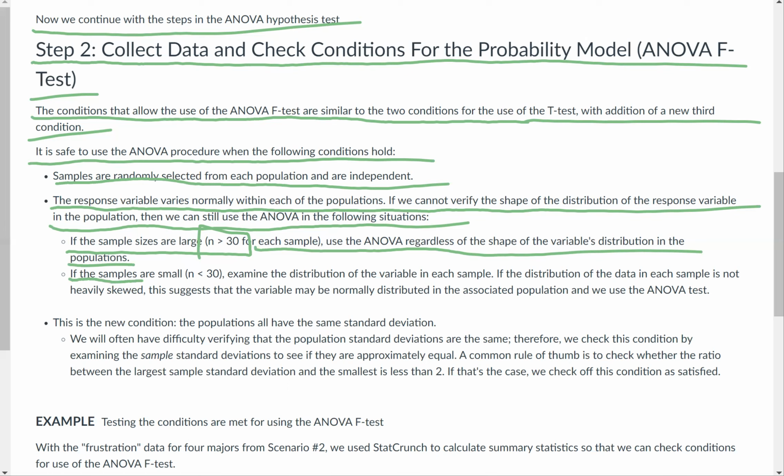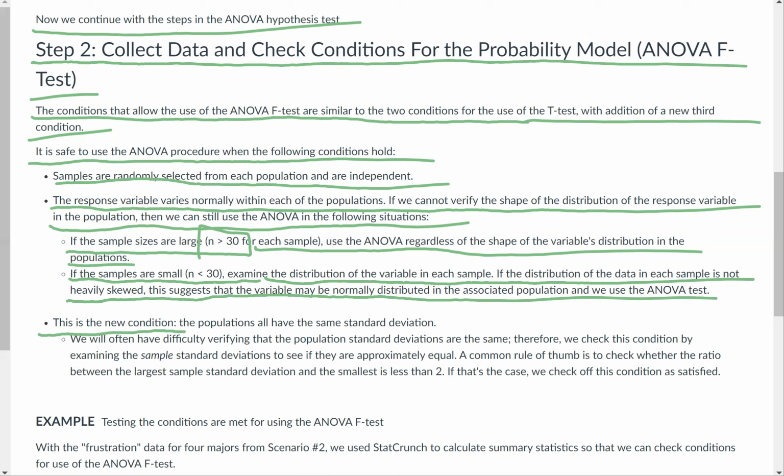Secondly, if the samples are small, or less than 30, for example, the sample sizes, examine the distribution of the variables in each group. If the distribution of the data in each sample is not heavily skewed, this suggests that the variable may be normally distributed in the associated population, and we use the ANOVA test.